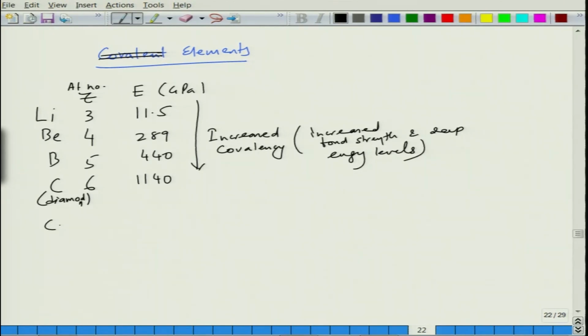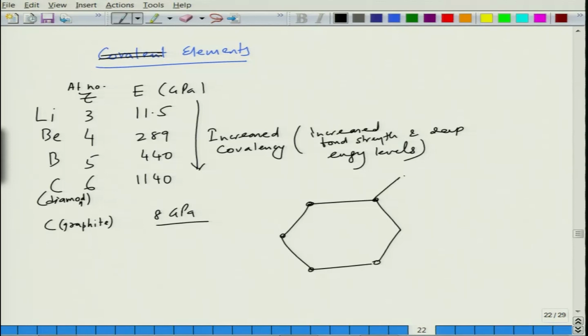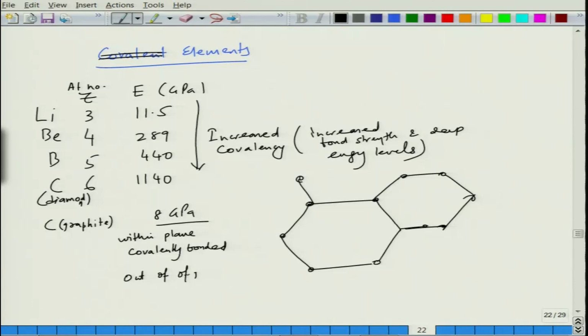This is the diamond form of carbon. Now, if you do the same for graphite, which has secondary bonds, this shows a modulus of 8 GPa, woefully small. But graphite has a hexagonal structure. Within the plane it is covalently bonded, and out of plane it has secondary bonds.